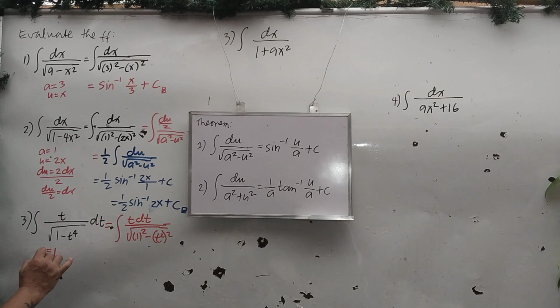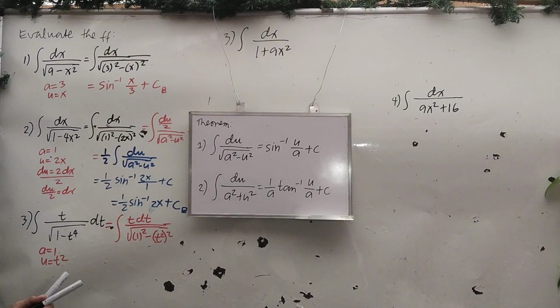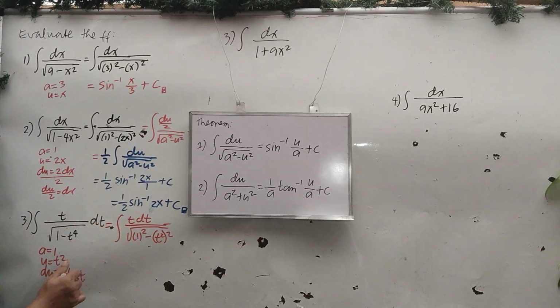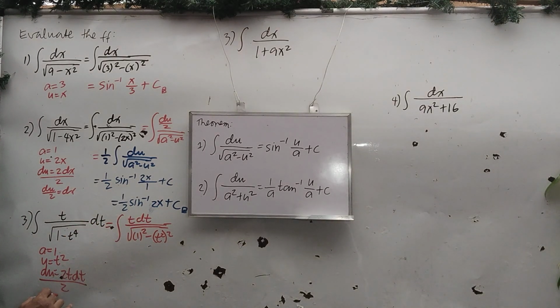Our a is 1. Our u is t squared. Now, observe that u is equal to t squared. It follows that we need to obtain its derivative, right? So, du is equal to 2t dt. Now, tanawa ang given, t dt ra, walay 2. So, let's divide both sides by 2. So, du over 2 is equal to t dt. So, ilisdan na natin siya og du over 2.